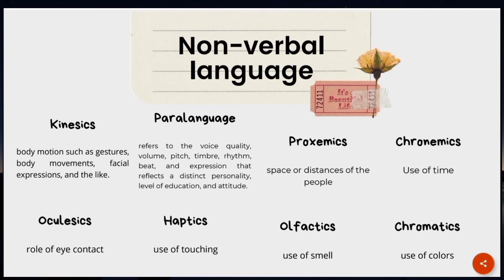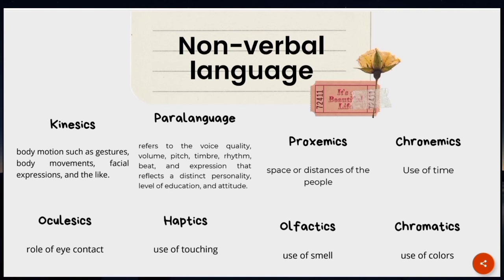Next, proxemics. Proxemics is the spatial distance of people. We have the physical distance, social distance that is being used today in this time of pandemic. Next is the chronemics. Chronemics is the use of time in communicating, use of time in expressing certain things. And next is the oculesics. Oculesics is the role of eye contact in communicating with others.